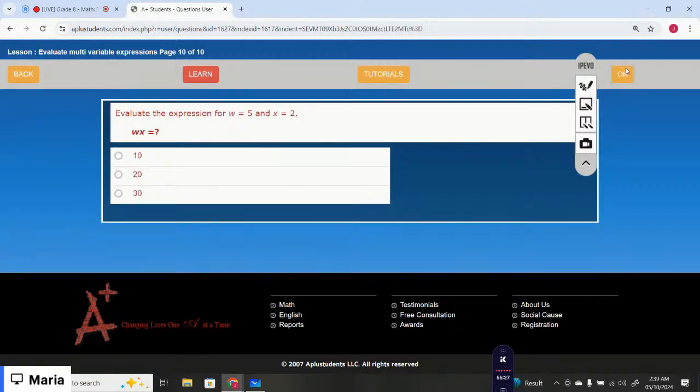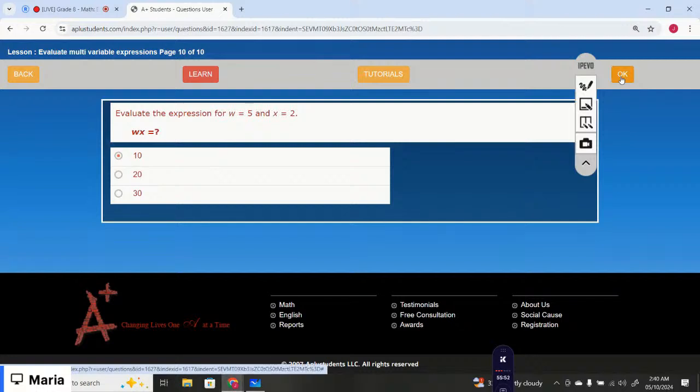Okay, the last one is evaluate the expression for w equals 5 and x equals 2. So which is the correct option? Yes, that is 5 times 2. So the correct option is 10. Option number 1 is the correct option. Okay, we are done with the lesson.